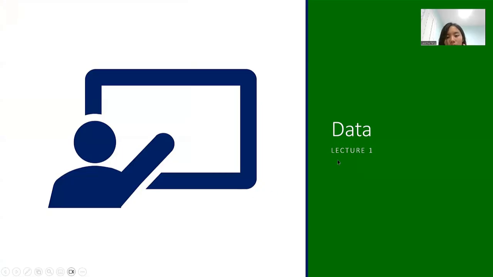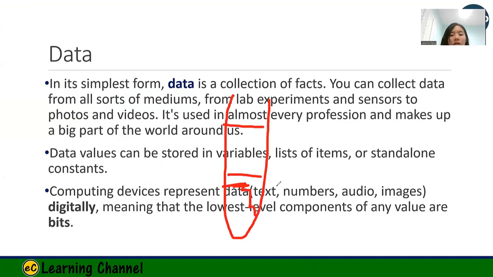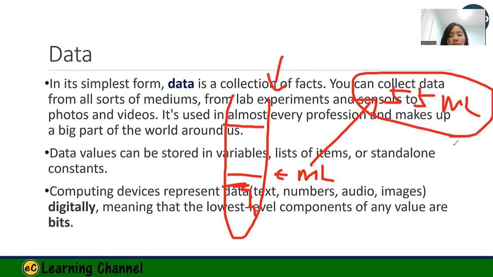Before we do anything, you need to know what data is. Data is a collection of facts. You can collect data from all sorts of media, from lab experiments, from sensors, from photos. Let's assume you have a test tube with some chemistry solution, and you read how many ml there are. This is physical material, but when you read out the data, it's 55 ml. This is data.